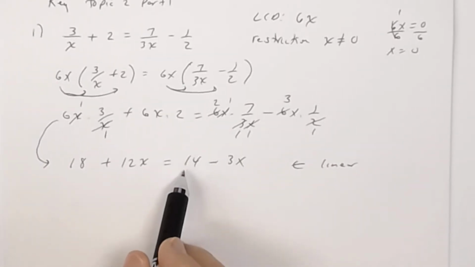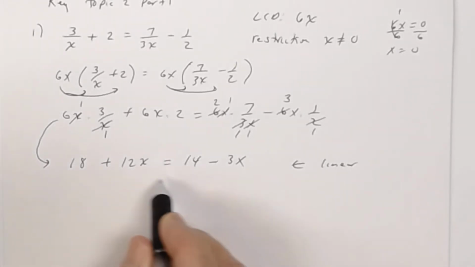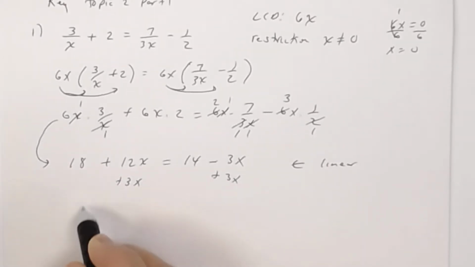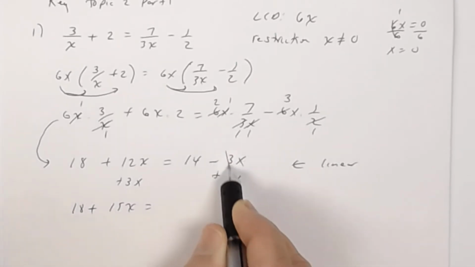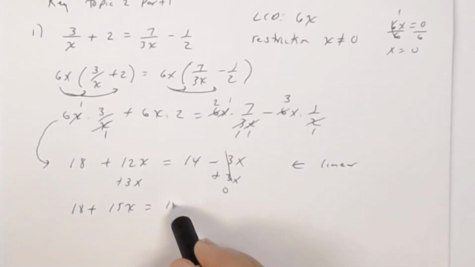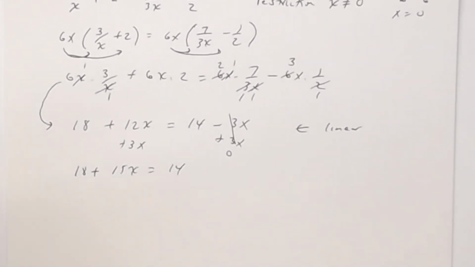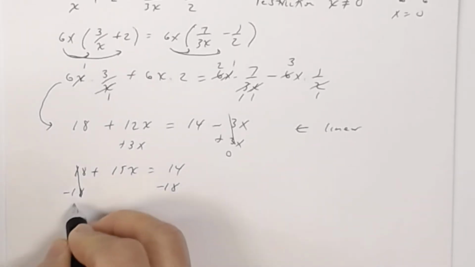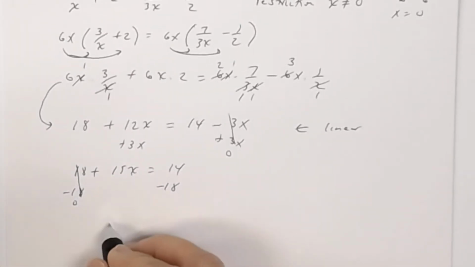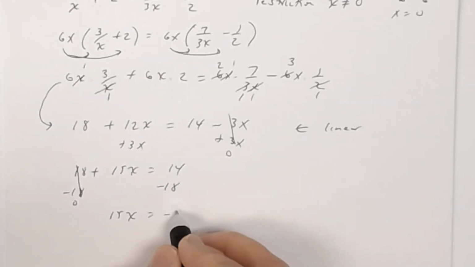And so to solve a linear equation, we bring all the variables to one side, constants to the other. And so when I add 3x to both sides, let's do that first. I get 18 plus 15x equal, combined like terms, this is 0, 14. All right, now to bring the constants to the other side, let's go ahead and subtract 18 from both sides. And so when I combine like terms, this is 0. 0 plus 15x is 15x equal, and then 14 and negative 18 is a negative 4.